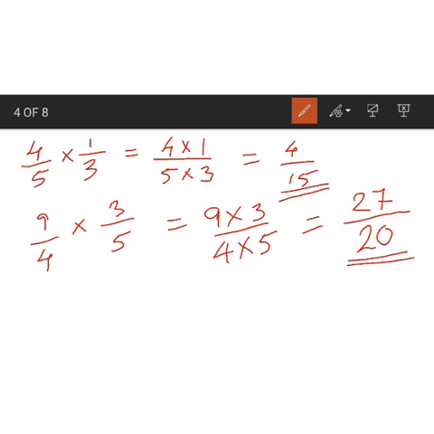This is an improper fraction. An improper fraction means that in this fraction, the numerator is bigger than the denominator. So, this is an improper fraction, while 4 by 15 is a proper fraction. That means in proper fractions, the numerators are smaller than the denominators.